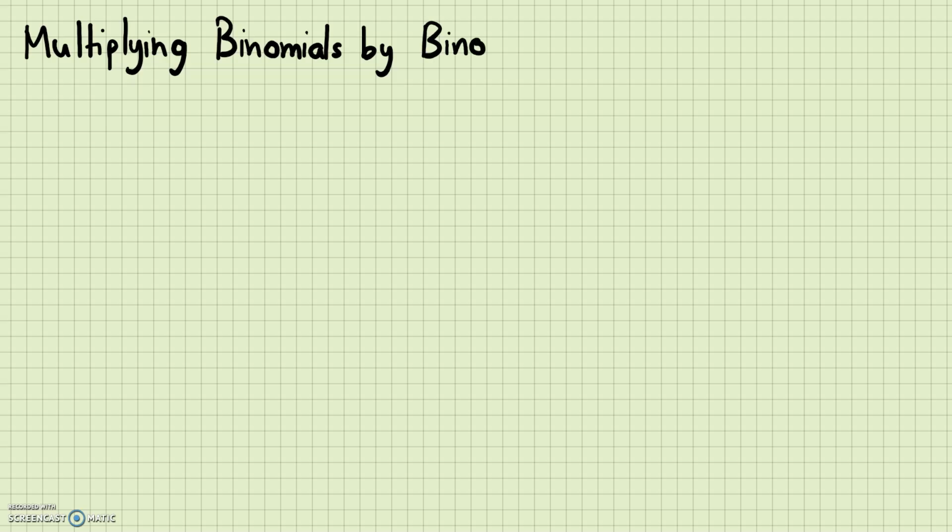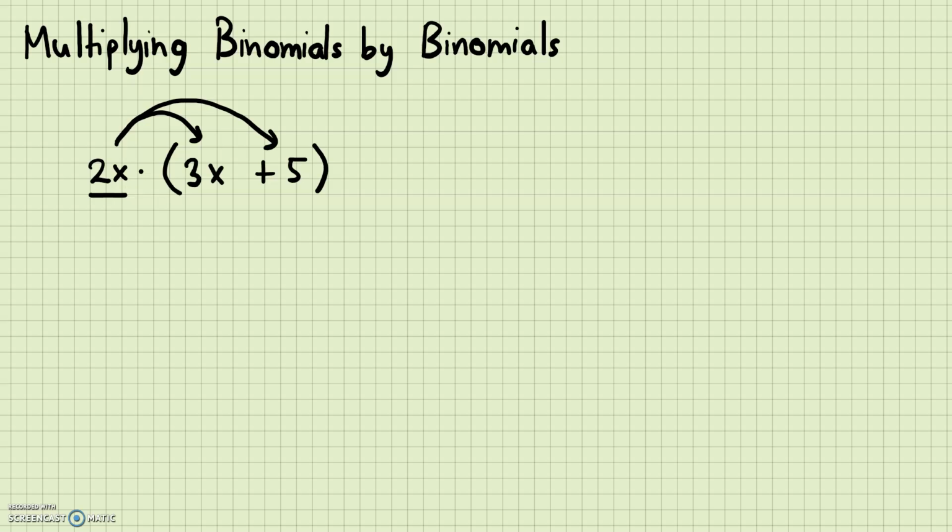When you multiply a polynomial by a monomial, for example, 2x times 3x plus 5, you use the distributive property to multiply to both. So you would get 6x squared plus 10x. That's how you multiply monomials with binomials.